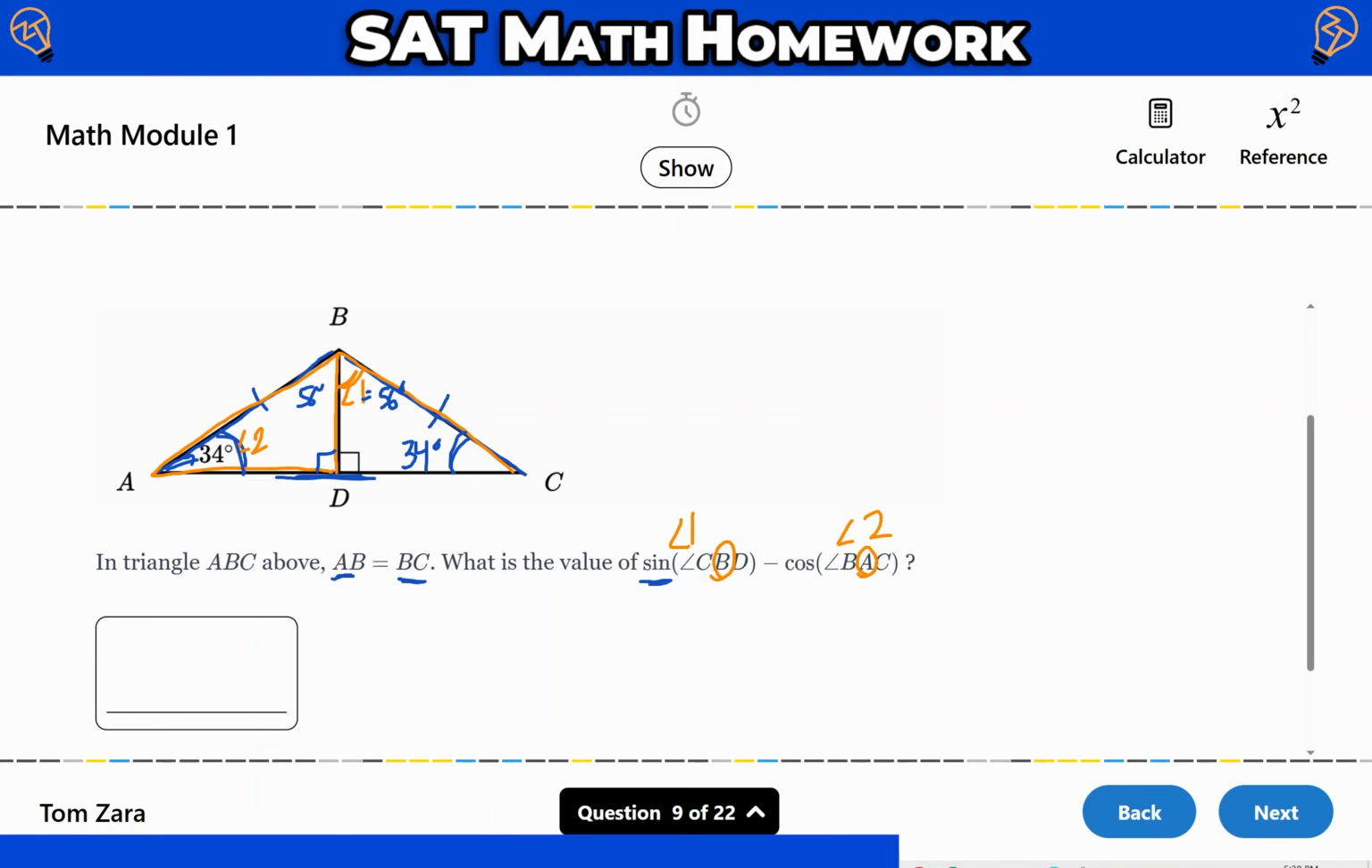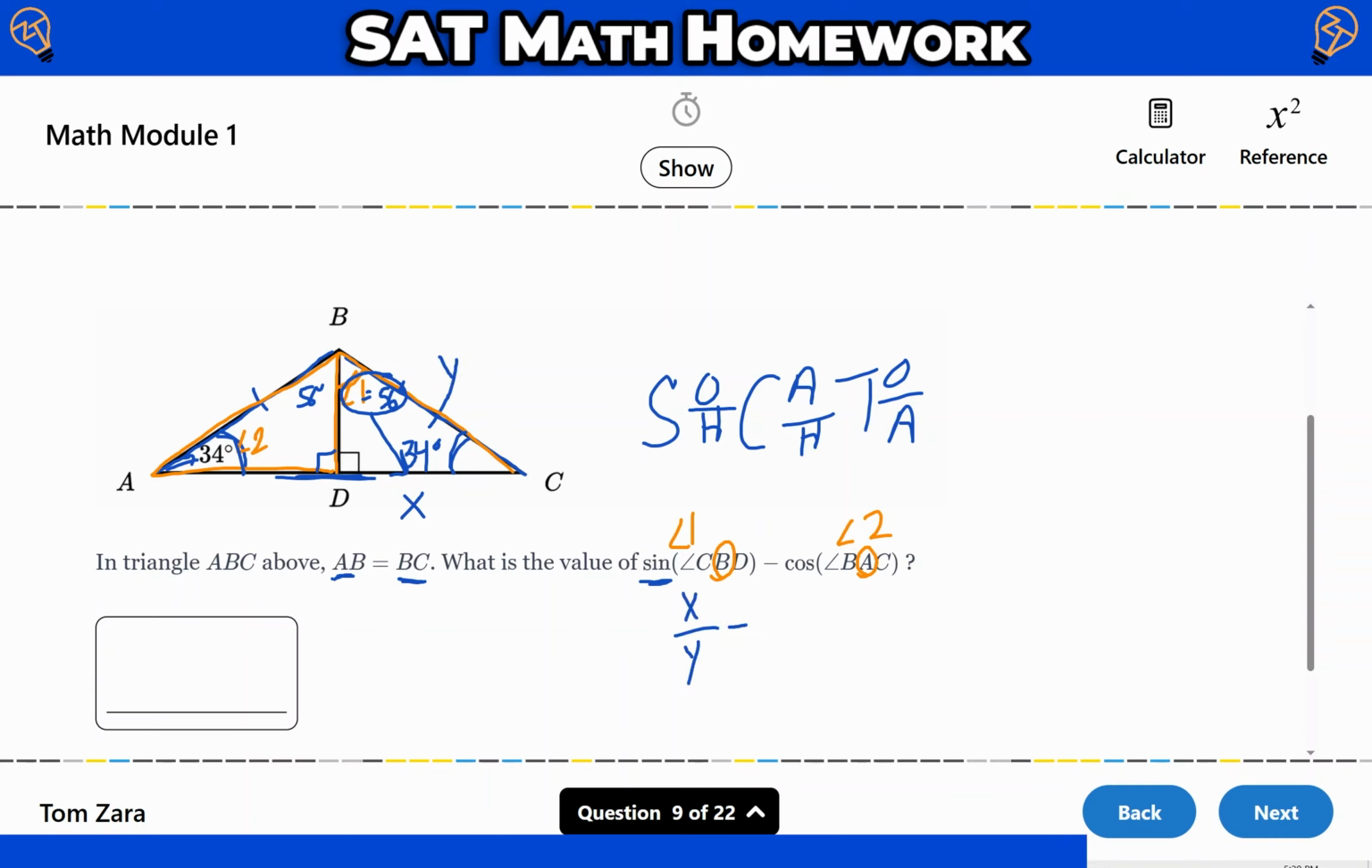Now, we're going to do sine and cosine, so let's go ahead and write SOHCAHTOA, which has to do with the relationship of the opposite, adjacent, and hypotenuse sides. So sine is defined as opposite over hypotenuse. So from angle CBD, so from this 56 degrees, we're going to do opposite, and I'm just going to label it X, and hypotenuse, Y. So let's say that's X over Y. Perfect. Minus, now we're going to do cosine, so adjacent over hypotenuse from this angle right here.